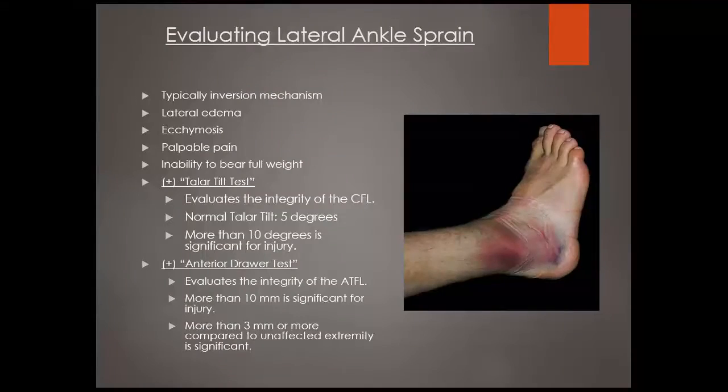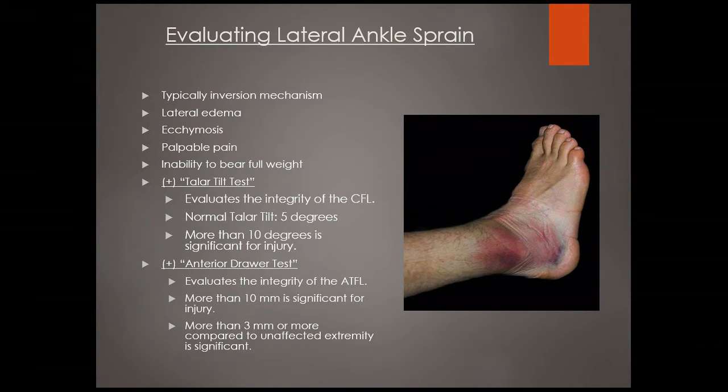Evaluating a lateral ankle sprain. There are a lot of other injuries that can be associated with the lateral ankle sprain, such as a fifth metatarsal base fracture, osteochondral defect or talar dome lesion, peroneal tendon injury. There's a plethora of things that we need to evaluate. But one of the things that you'll often see is lateral edema, ecchymosis, and palpable pain.